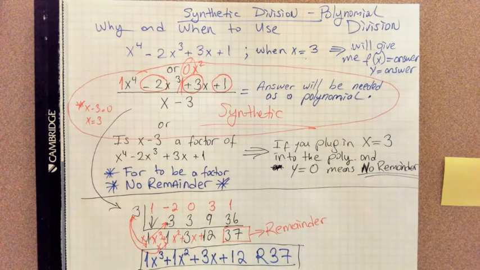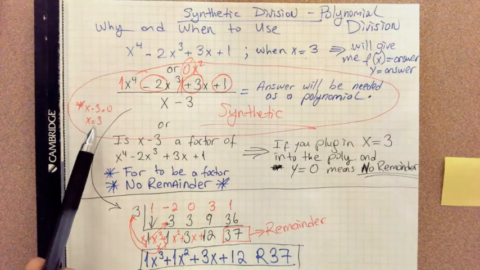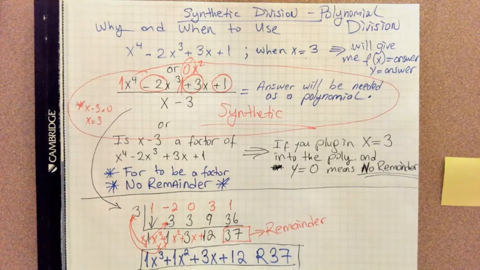So we did this example over here, x to the fourth minus 2x to the third plus 3x plus 1 divided by x minus 3. One of the things to remember: x minus 3, for me to use synthetic division, I set x minus 3 equals 0, x equals 3. So I use 3 right over here.